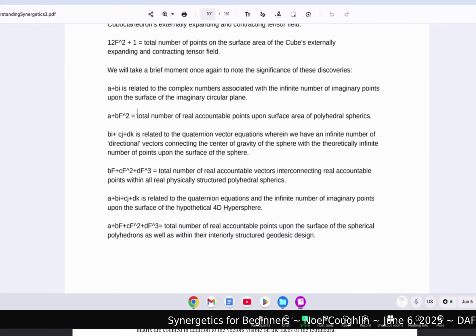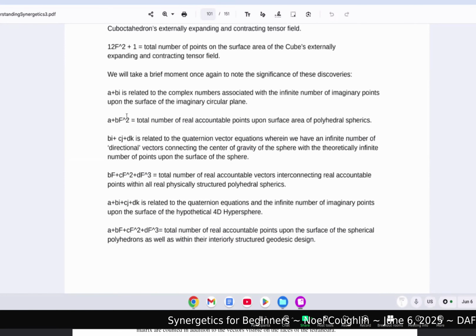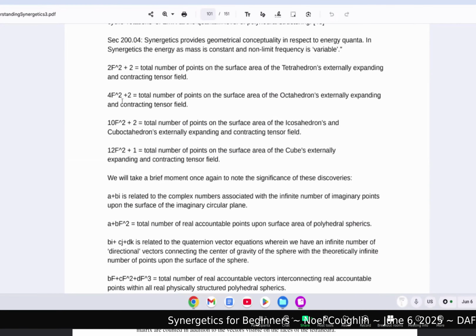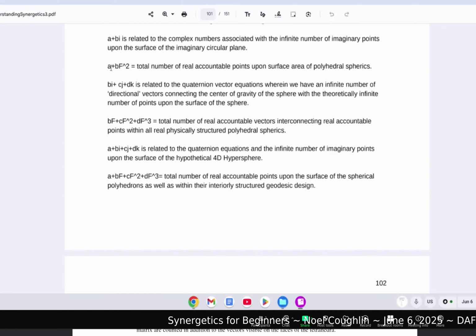In synergetics, we have 2 plus 2 times frequency to the second power, or we have 2 plus 4 times frequency to the second power, or we have 2 plus 10 times frequency to the second power. And those are the total number of real accountable points upon the surface area of these different polyhedral spherics. So we're taking the imaginary out and replacing the complex numbers with these synergetics equations.